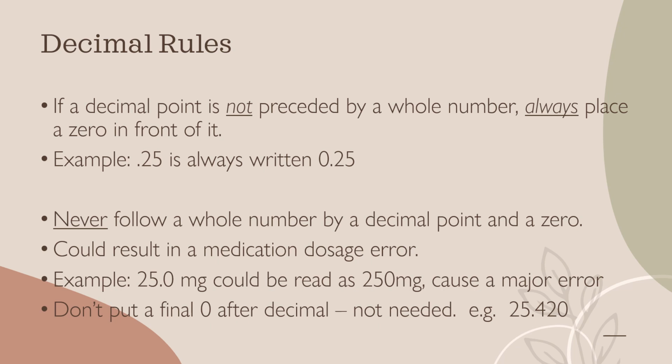The next decimal rule we have is never have a trailing 0. We would never put a 0 at the end of a whole number like 25.0, as this could be misunderstood for 250, which would be a major issue. Also, we would never put a 0 at the end of a decimal. For example, 25.420. We would just leave it as 25.42. Like I said, these are major issues and these could kill people, so it's very important for you to know and follow these rules, and you will miss points on your math exam and your math questions if you do any of these.